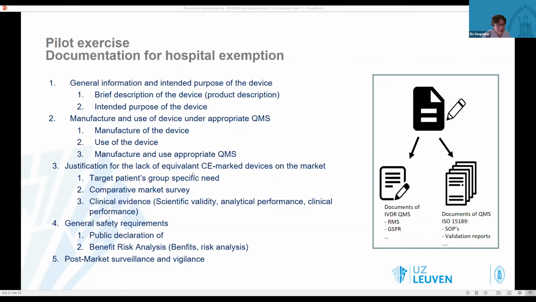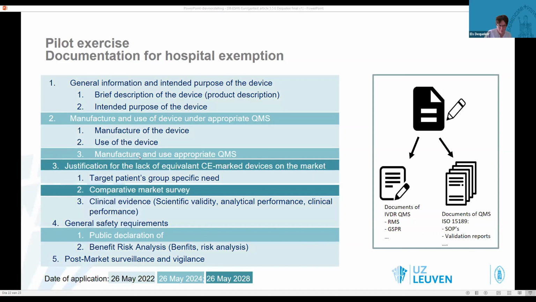So to finalize this, what we did in Leuven, we brought all the documents that we have in our quality system together for one test. And then we make a big document for the hospital exemption. And we also make some separate documents, like for the risk management system and the general safety and performance requirements. In this document, we refer to all the elements where you can find them, because this is what we need to explain to our competent authority.